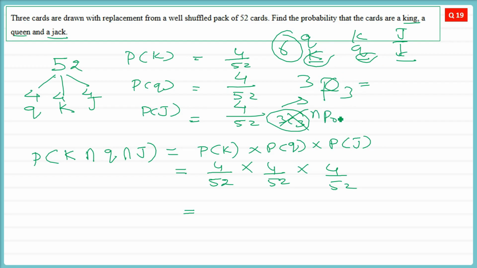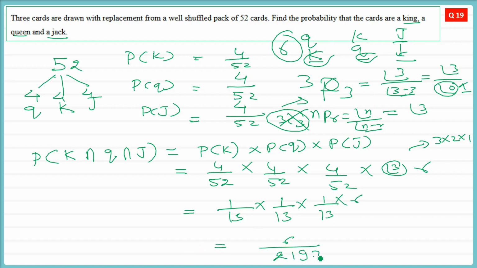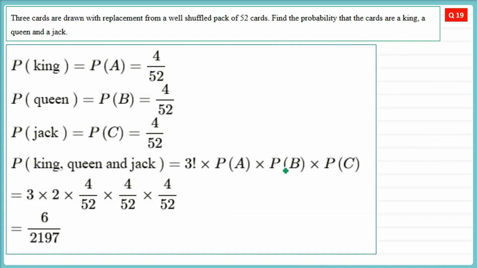Now what is NPR? NPR is factorial N divided by factorial N minus R. So this is factorial 3 divided by factorial 3 minus 3. This becomes factorial 3 divided by factorial 0. Factorial 0 is 1. So factorial 3, which is going to be 3 into 2 into 1, which is 6 only. That's how 6 has come up. Let me write it also so that it gets into your mind easily. So 1 by 13 3 times, that is 1 by 13 cubed, multiplied by 6 will be our final result. So 6 by 2197 is the final result. So this is how this will be done.